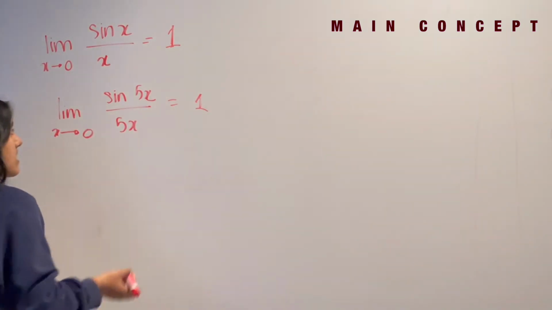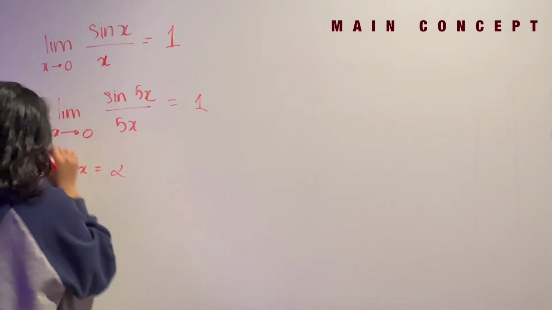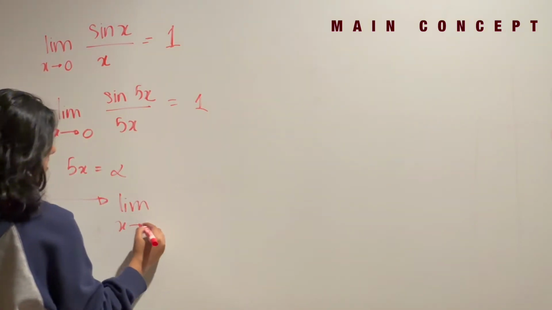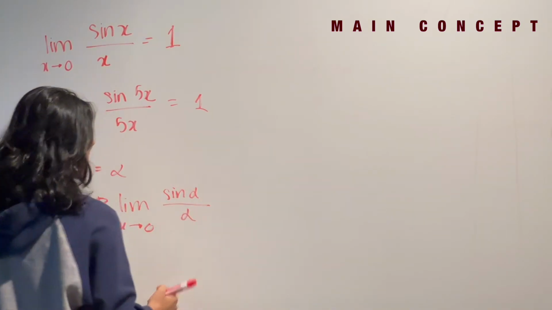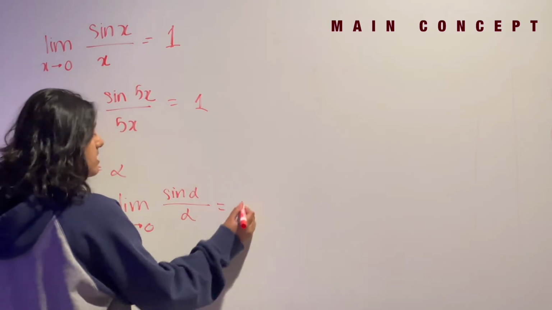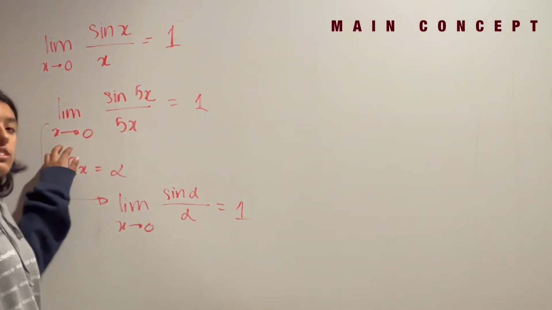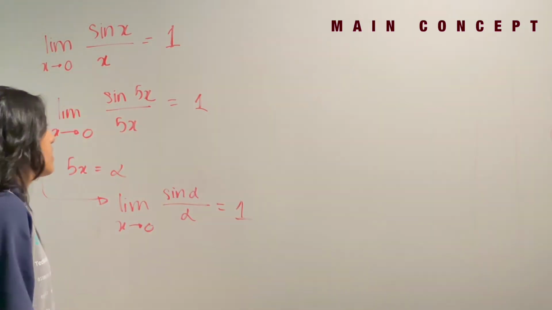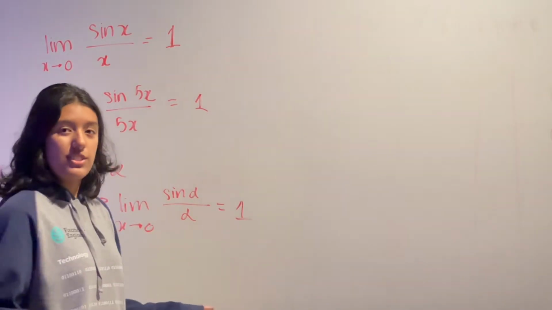This is because we could say 5x is maybe alpha, so we can say 5x equals alpha. Then we can rewrite this as the limit as x tends to 0 of sine alpha over alpha. And alpha in here is essentially x in here, so we could just say this equals 1. Therefore, that's how we got the limit as x tends to 0 of sine 5x over 5x equal to 1. But questions aren't going to be this easy, obviously. Let's dive into another question.